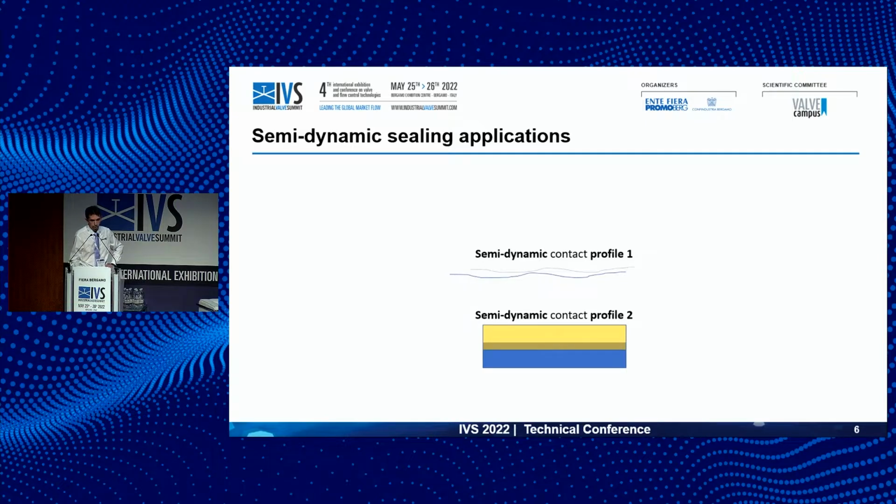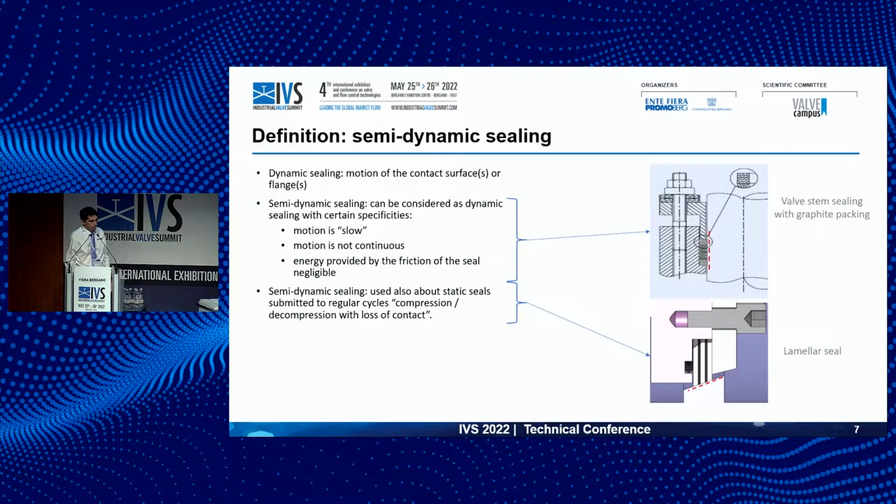So let's talk about what is called semi-dynamic now. When you talk about dynamic sealing, that means there is motion between two contact surfaces. Typically, if you work with a pump, this is a mechanical seal where you have two flat faces, and there is a motion between the faces.